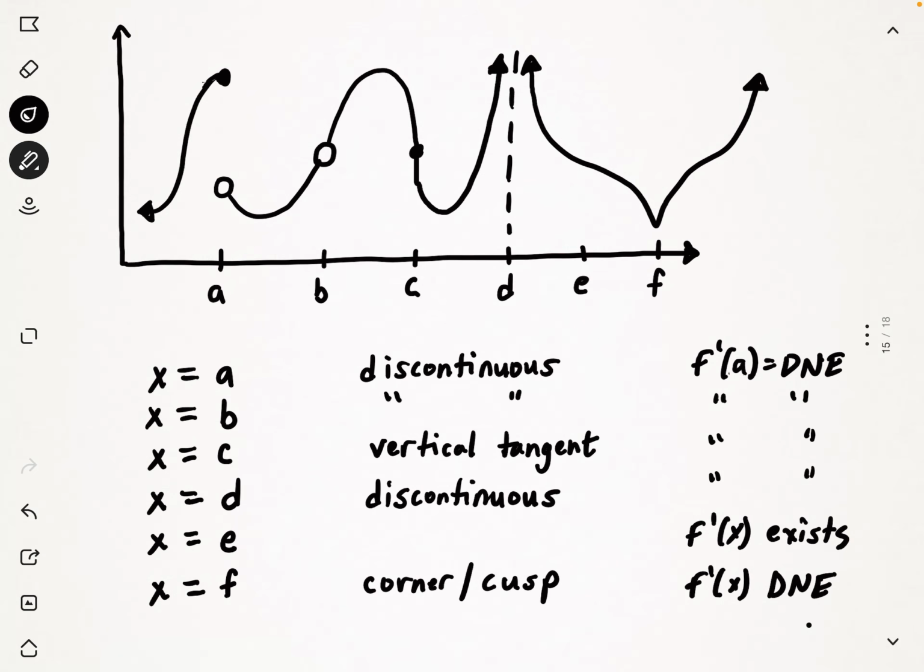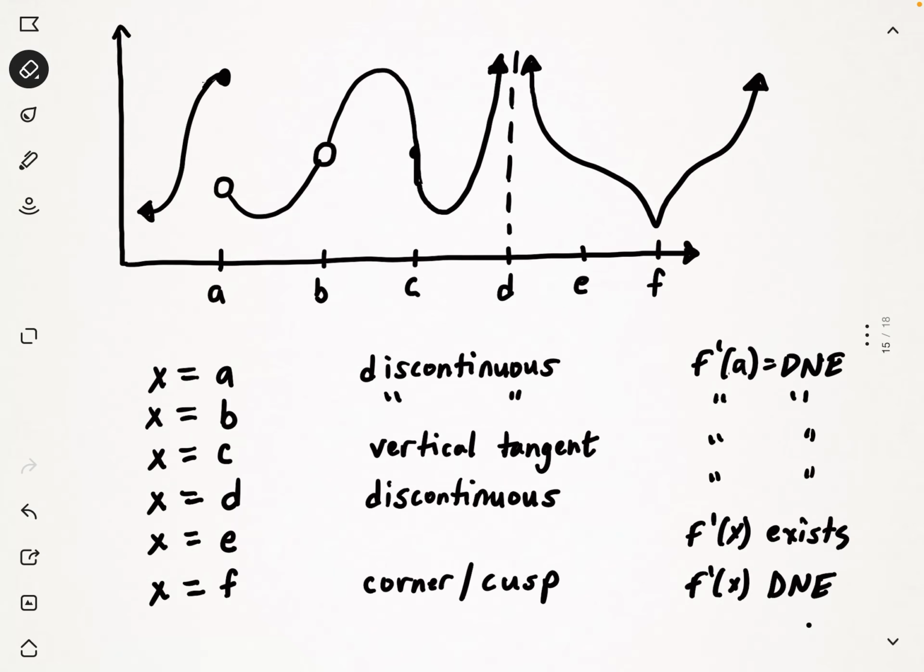So it's discontinuous at A, and discontinuous at B because the point doesn't exist at all. That is a POD, a point of discontinuity, and a graph has to be continuous to have a derivative. And then at C, this is the rare case that I was referring to. At C, we have what is known as a vertical tangent. The tangent does exist, but it is a vertical line.